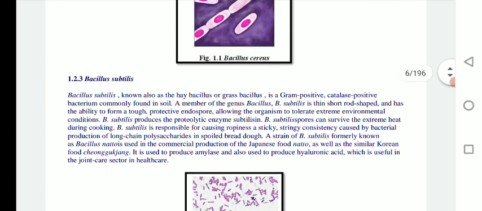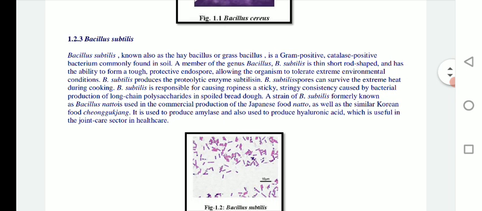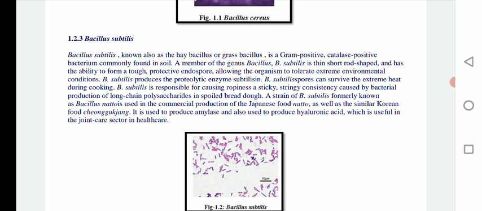Okay, so next is Bacillus subtilis. Bacillus subtilis is also known as hay bacillus or grass bacillus. It is a gram-positive, catalase-positive bacterium commonly found in soil. It is a member of the genus Bacillus. Bacillus is a genus, and it is also a type of shape commonly found in bacteria. Bacillus subtilis is a thin, short rod shaped and has the ability to form a tough protective endospore, allowing the organism to tolerate extreme environmental conditions.